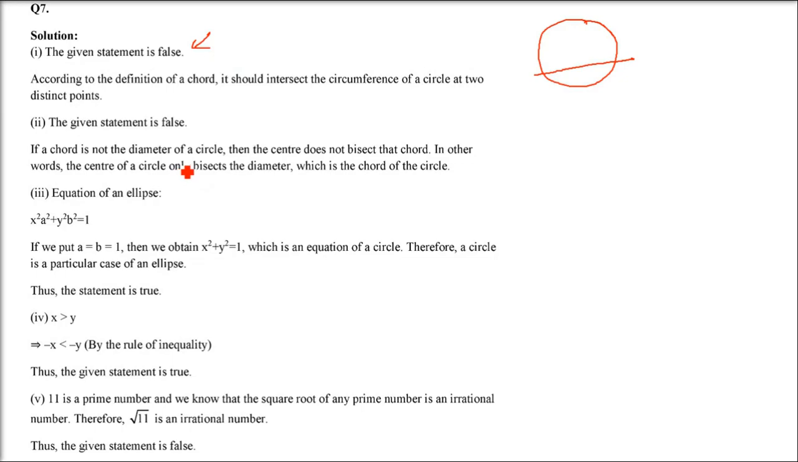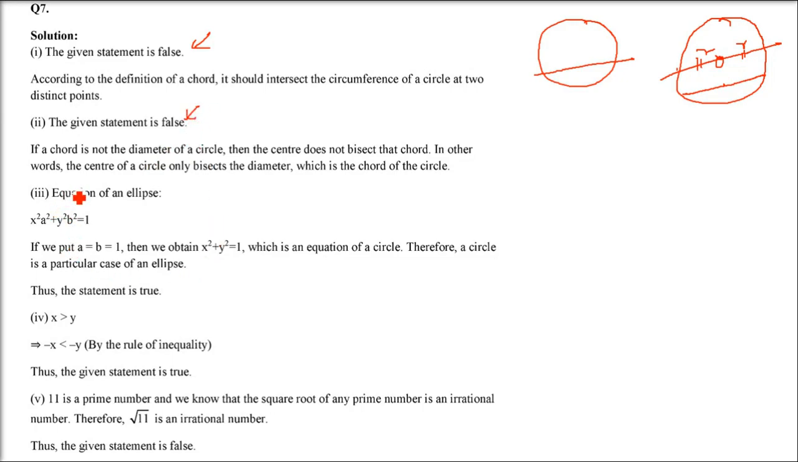Second is, the center of the circle bisects each chord of the circle. This is also false. Only one chord, the diameter, is bisected by the center. Other chords, by the definition, the center is not bisecting. What I am trying to suggest is that only the diameter passes through the center, so the center is dividing that chord, the diameter. Others not.